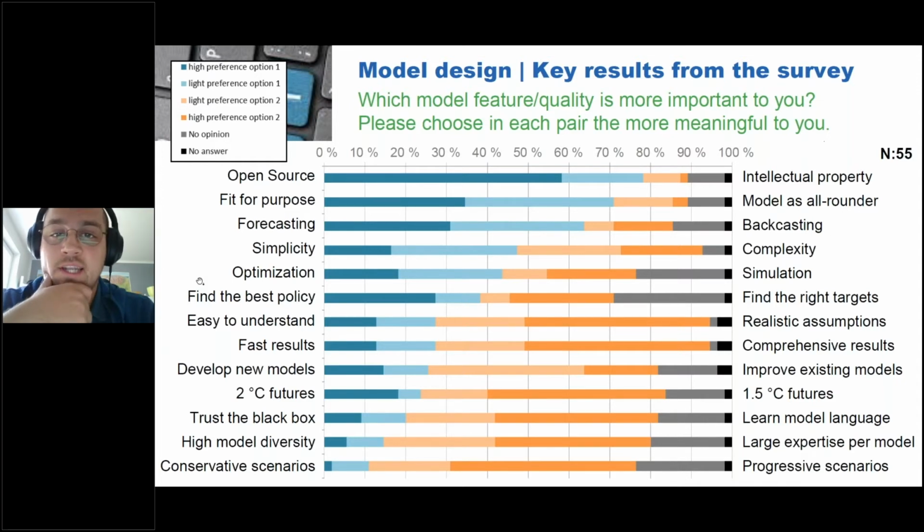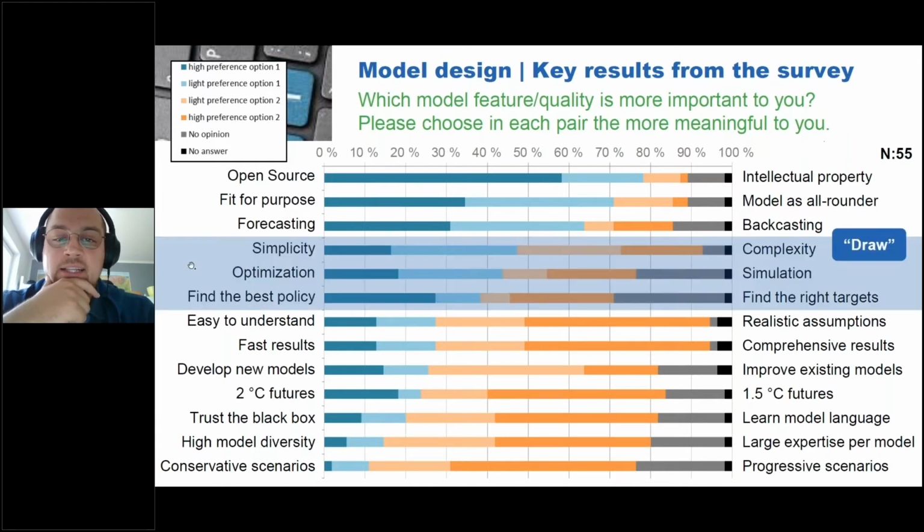So we included in our survey this question: which model feature quality is more important to you? And we had a Likert score where people could show high preference or low preference for one of those options. And so we found that for most of these trade-offs, next slide please, there is a clear tendency towards one of those options, meaning the majority prefers, for instance, open source models, fit for purpose models, forecasting models, and so on.